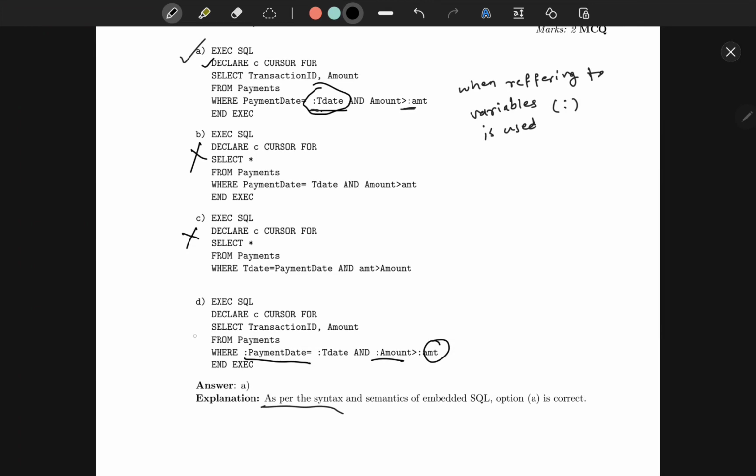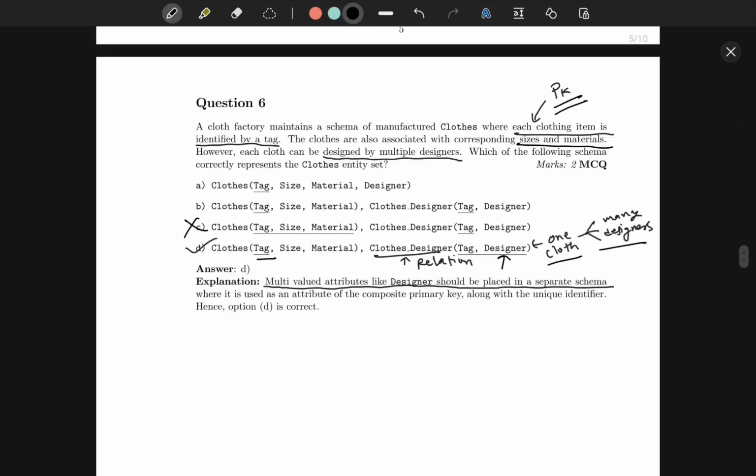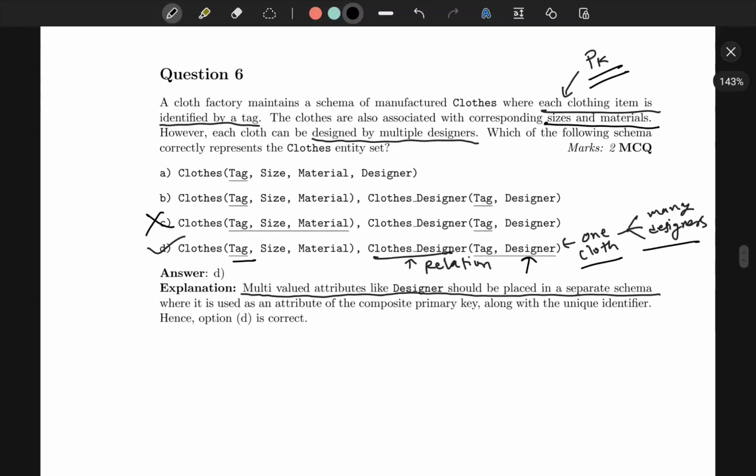Out of A and D, D doesn't have the correct use because payment date and amount are attributes, they are not variables. Moving on to the sixth question, we see that we are given a schema clothes where each cloth item is identified by the tag, that is, it is a primary key, and those also have sizes and materials, which are not the primary key. However, each cloth can be designed by multiple designers, which means that it is a multi-valued attribute. Hence, we have to identify the schema and entity set.